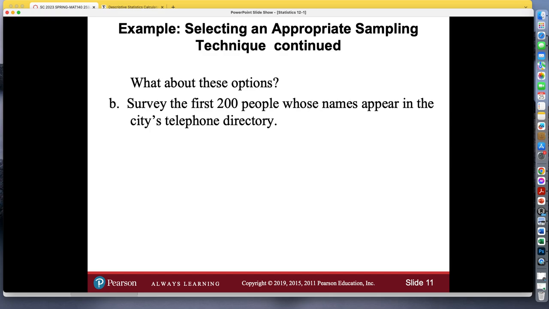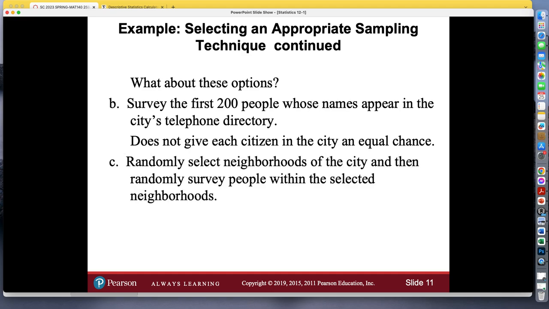How about surveying the first 200 people whose names appear in the city's telephone directory? Who are you going to get then? It could be random, or it could be representative, but since it's alphabetized, most of the time you're getting all the people with last names starting with A. So it might not be as diverse as you think. It's not random, certainly not an equal chance.